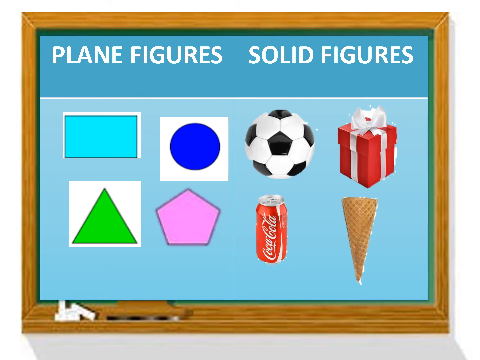Another group is solid figures. Solid figures are soccer ball, gift box, ice cream cone, and soft drinks in can. These are three-dimensional figures, which have length, width, and height.